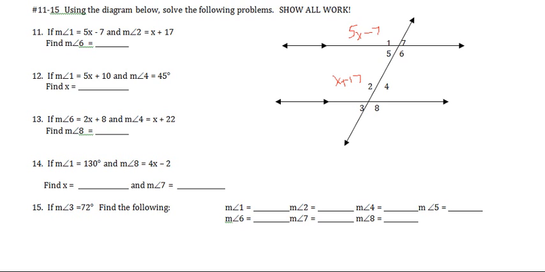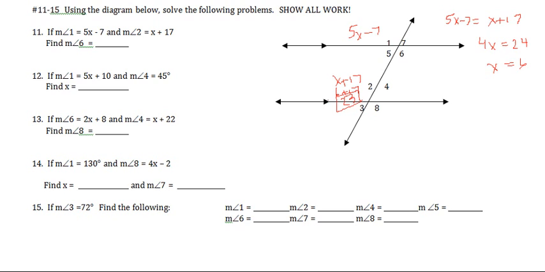Corresponding angles are always congruent. So I'm going to get 5x minus 7 equals x plus 17, which is going to give me 4x equals 24, which means that x equals 6. So if I plug a 6 back into x plus 17, that gives me that this angle right here is going to equal 23.